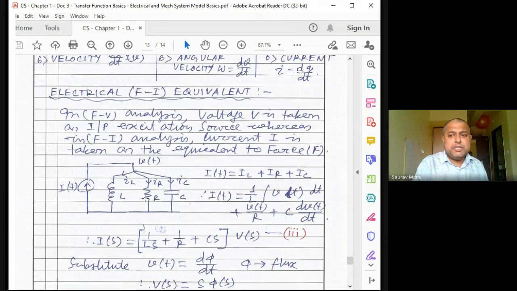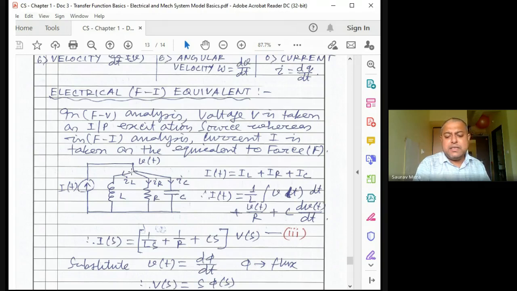What is the current analogy? It is nothing but that I have to give the current as the input. So it's a time varying current, and there are L, R, and C, all connected in parallel. Here there is a node, and Vt is nothing but the node voltage.